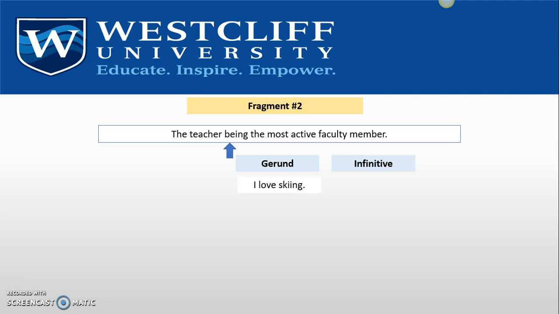Look at this example. I love skiing. So here, love is our main verb, and skiing is our gerund, because it's seemingly a verb that's functioning as a noun. In the infinitive tense, I love to ski. To ski would be our infinitive. Okay, so here when we say the teacher being the most active faculty member, we're using a gerund, but it does not function as a main verb.